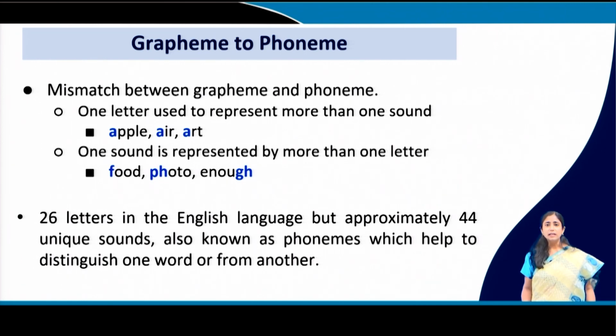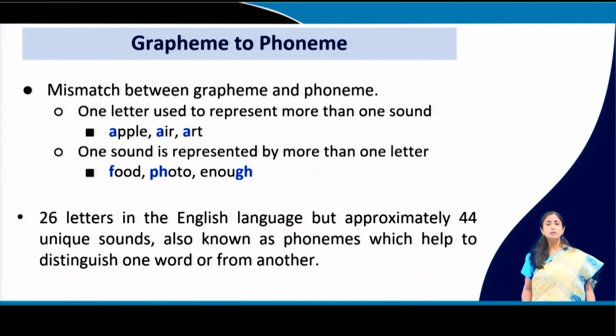When you write something, you might have noticed that, for example, in English, one letter or one alphabet can represent more than one sound. And this is not only true for the Roman script used for writing English, but true for most of the scripts that we use to write various languages. For example, when you write apple or air or art, you are using the same alphabet A. All of these three words are written with the same letter A.